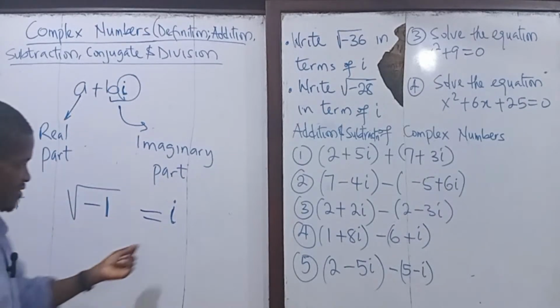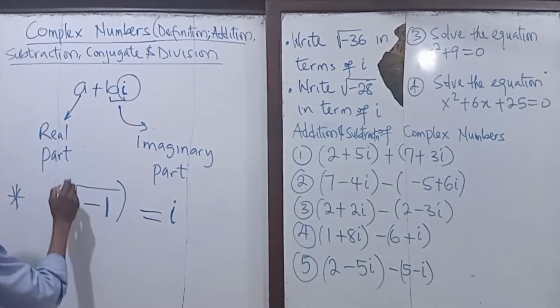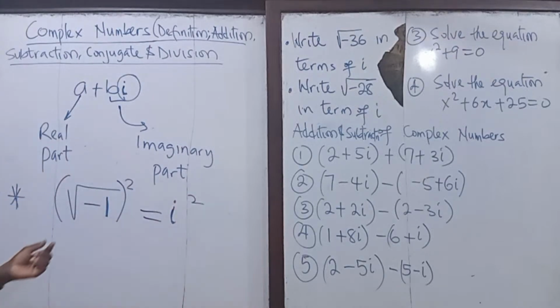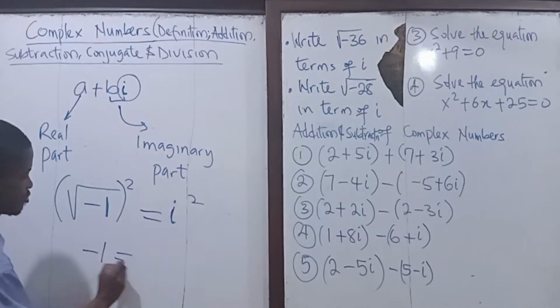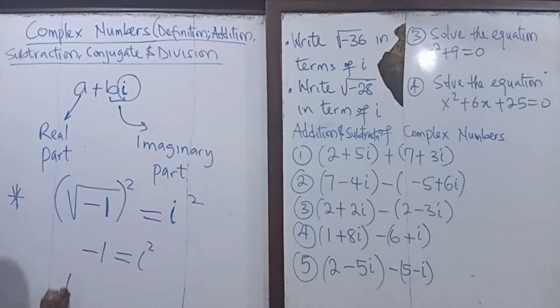I'm going to start from this square root of -1, which gives us this i. If you square both sides, the square root will disappear and you're going to have -1. So we're able to establish that i squared is equal to -1. We're going to be making reference to this form: i squared is equal to -1.